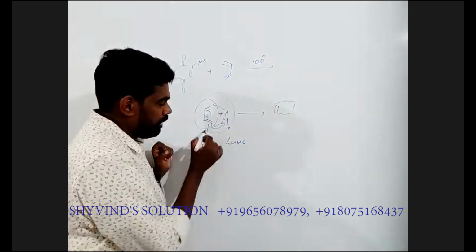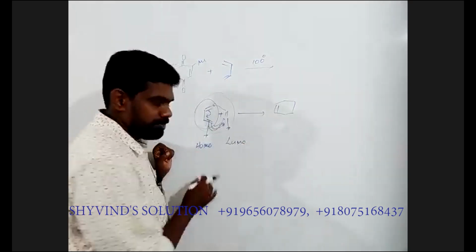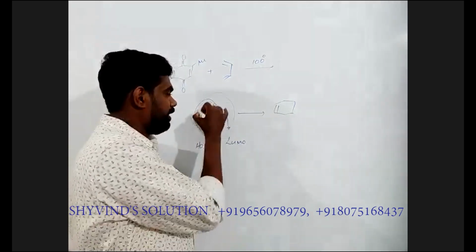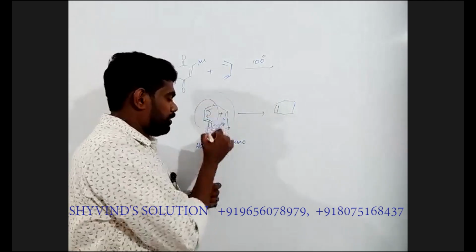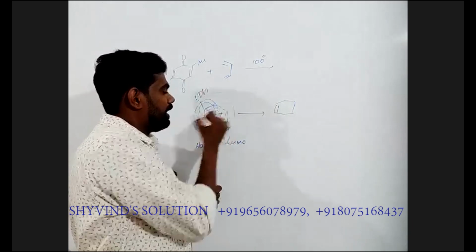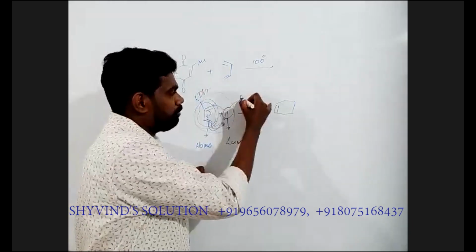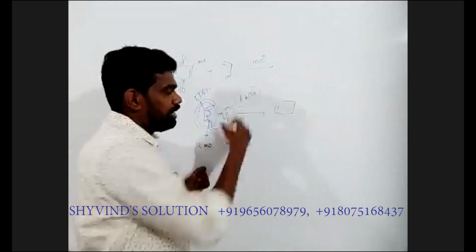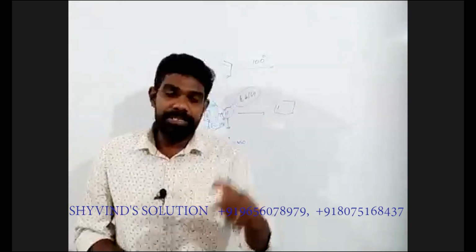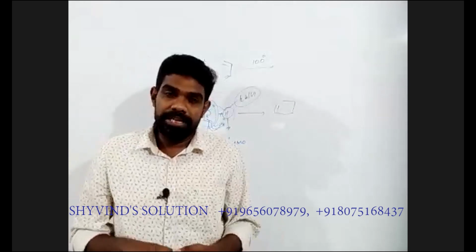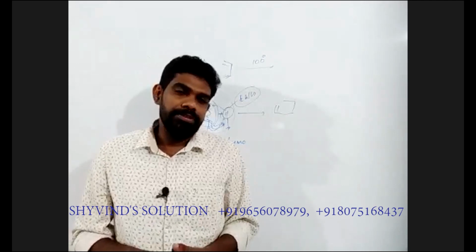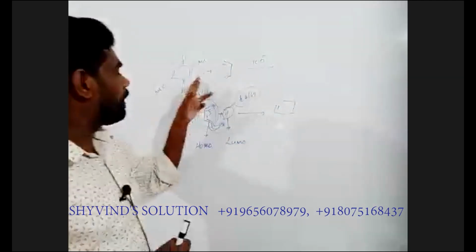So if electrons are flowing from this to this, what will be the best condition for a Diels-Alder reaction? If we have an electron donating group on the diene, and an electron withdrawing group on the dienophile, that is the best condition for a Diels-Alder reaction. That is not necessary, but if we have such conditions, then the reaction will be faster. So that is the idea.